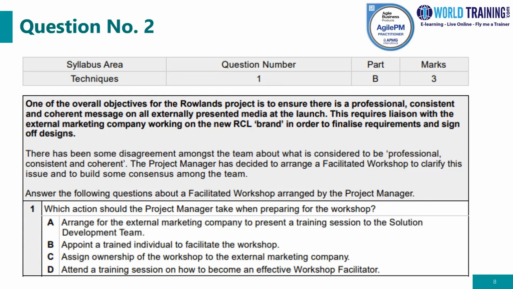Question number 1, which action should the PM take when preparing for the workshop? And the correct answer is B, because the workshop facilitator should be trained but also independent of the project. So B is the right answer.